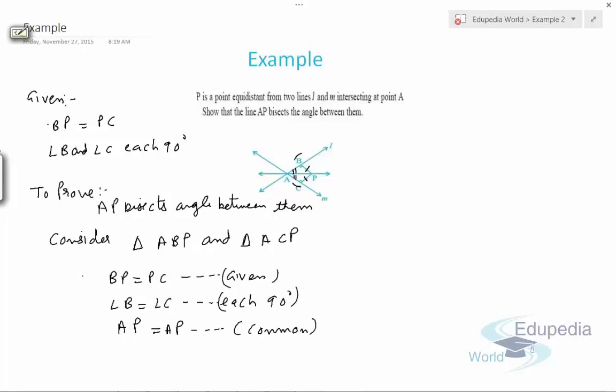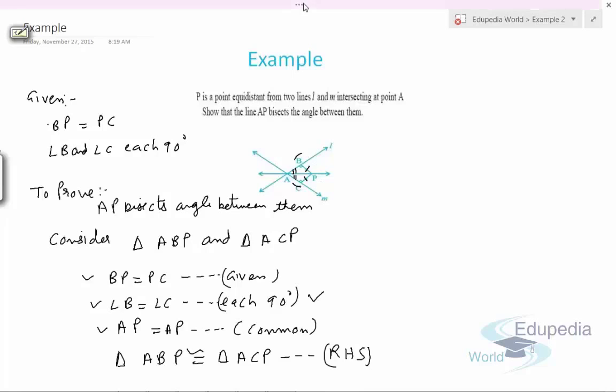So we have three criteria, 1, 2 and 3. So we can say that triangle ABP is congruent to triangle ACP by RHS. So why RHS? Let's discuss this. RHS means one should be a right angle. So we have one right angle, and H means the hypotenuse should be equal.